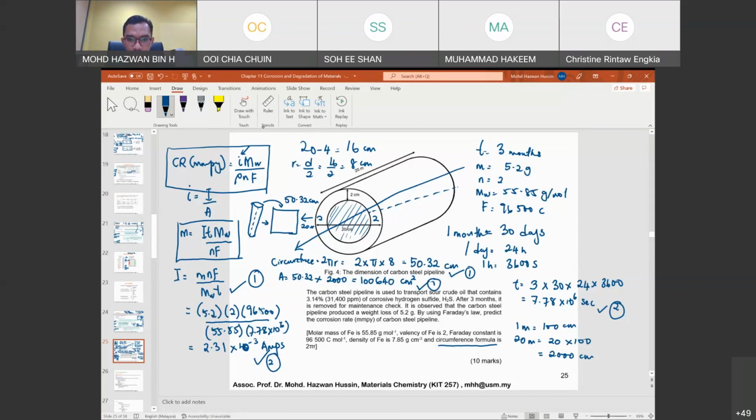So current density now becomes 2.31 times 10 power of minus 3 divided by 100,640 centimeter square. Please calculate that.